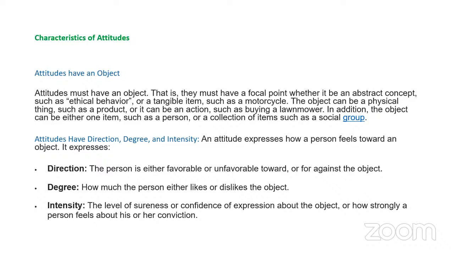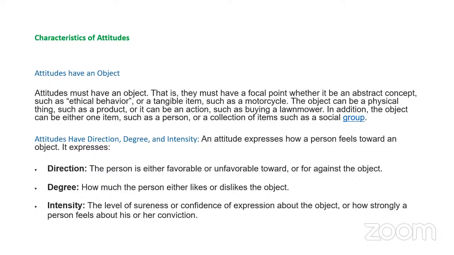The next point that we need to discuss is what are the characteristics of attitudes. Right? So attitudes have an object. Object means there is always a focal point. It could be some concept or it could be some object. Concept means, take for example, reservation. For example, caste-based reservations. Is it correct or not? Should it be there or not? What is our attitude?